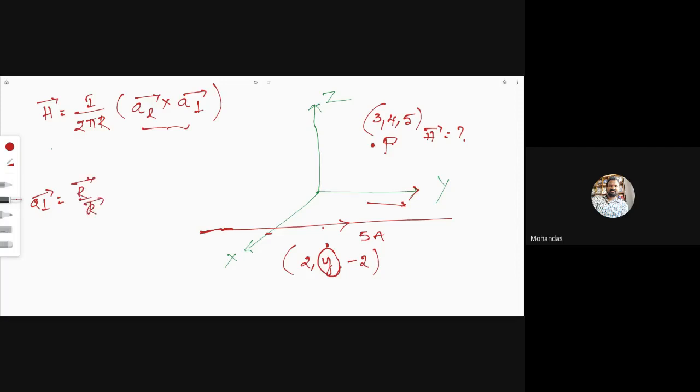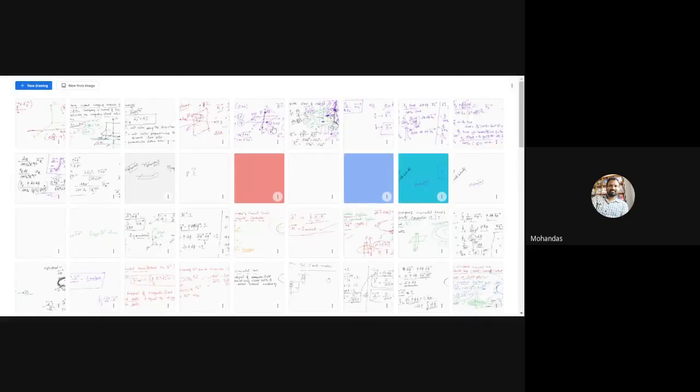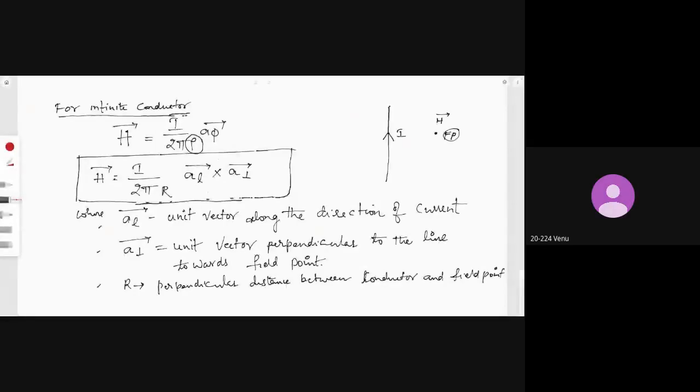And what is the AL here? It is the unit vector in the direction of the current. Previously I have written the formula. AL is the unit vector along the direction of the current, and A perpendicular is the unit vector perpendicular to the line towards the field point, and R is the perpendicular distance from the conductor to the field point.